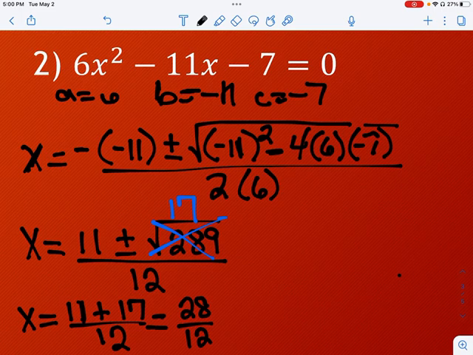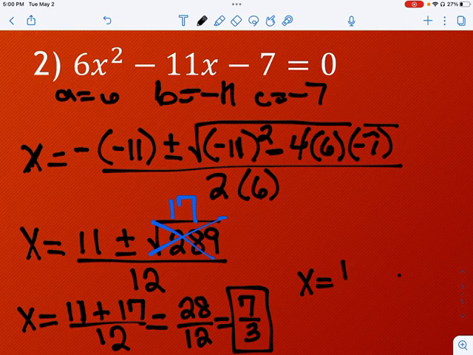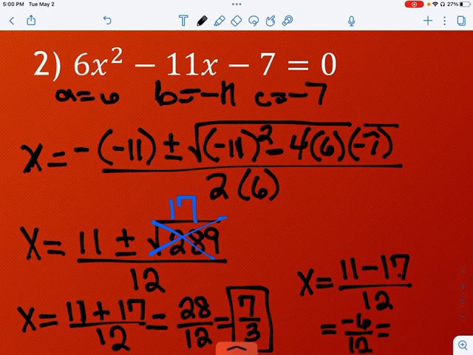So we have 28 divided by 12, and you look at that and you say, okay, what goes into those two numbers? And that would be a 4. 4 goes into 28 7 times, 4 goes into 12 3 times. So my first answer is 7/3. Then I come back and I say, okay, x equals 11 minus 17 divided by 12. 11 minus 17 is negative 6 over 12, which is negative 1/2. And that's our second answer for that problem.